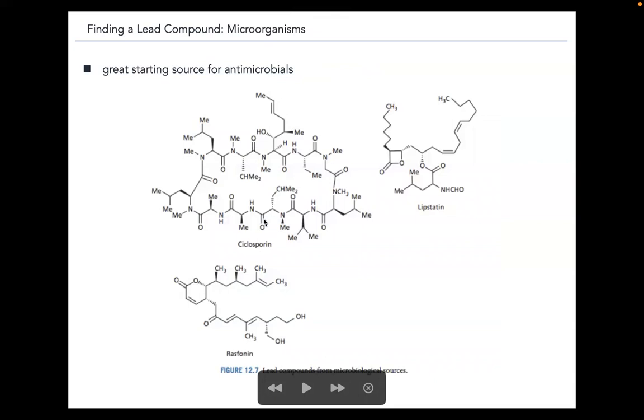Microbes are another really great source of drugs. These are ones that come from them, nice representative examples. And again, these are going to be good in that hopefully they won't affect our body as much, and hopefully they'll be able to target the microbes selectively.